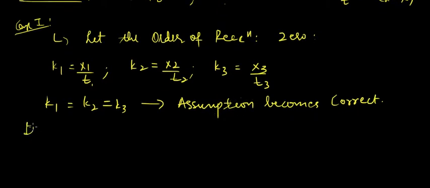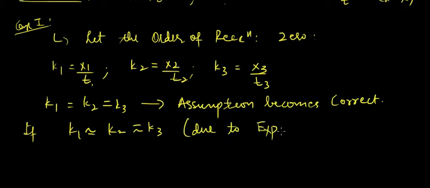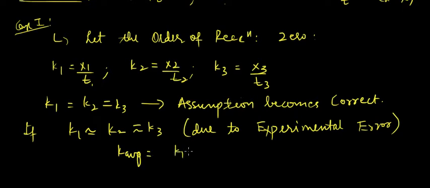And if we have k1 almost similar to k2, almost similar to k3, this can be due to experimental error. So in this case we can have k average as k1 plus k2 plus k3 over 3. This will become the rate constant for the zero order reaction.